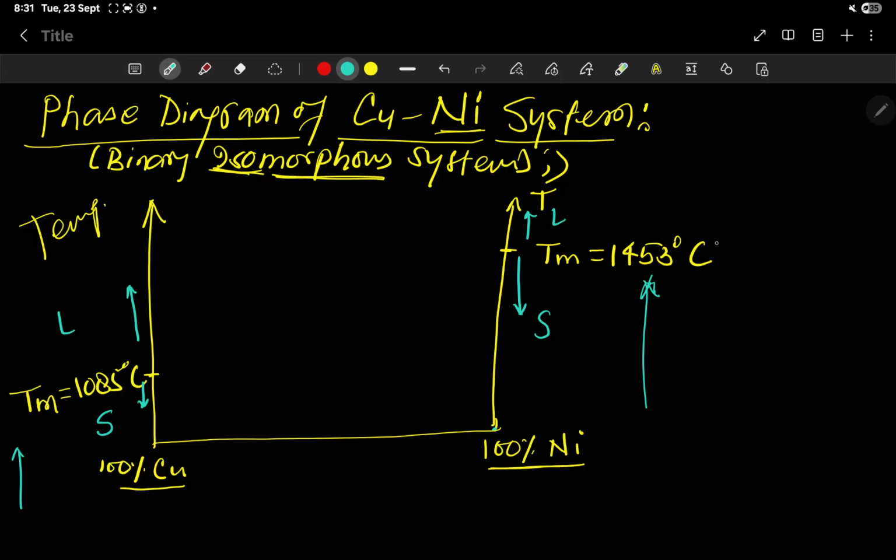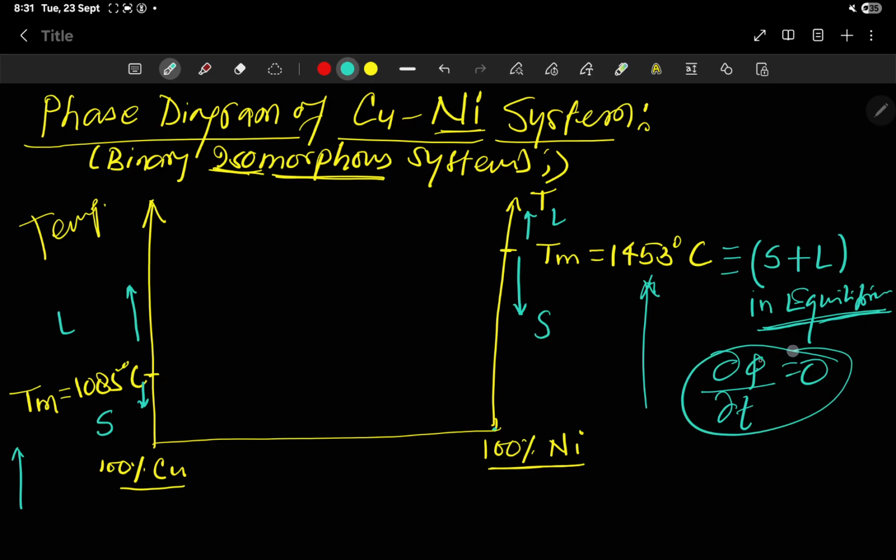Now guys, can you tell me at this location, at T melting, what phases we will get? We will get solid plus liquid phases in equilibrium. So this is like thermodynamic equilibrium. What does this mean? The derivative of any quantity with respect to time will be zero. So no amount of solid will change into liquid, and liquid will change into solid. So they will be in equilibrium at this melting temperature.